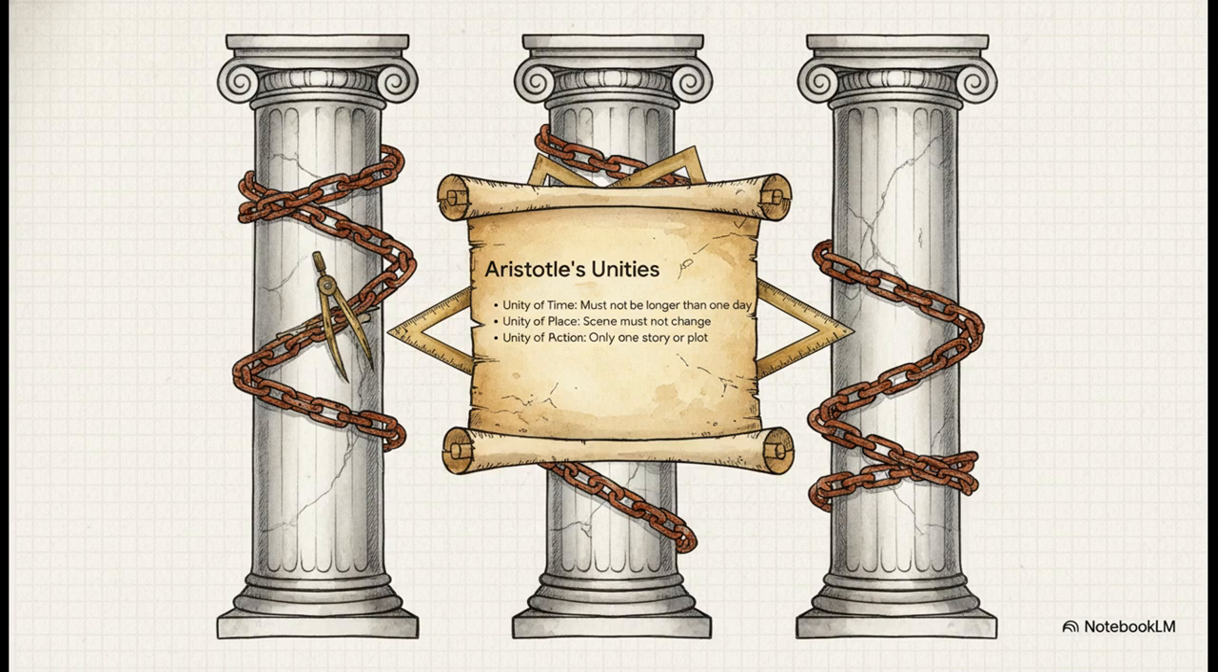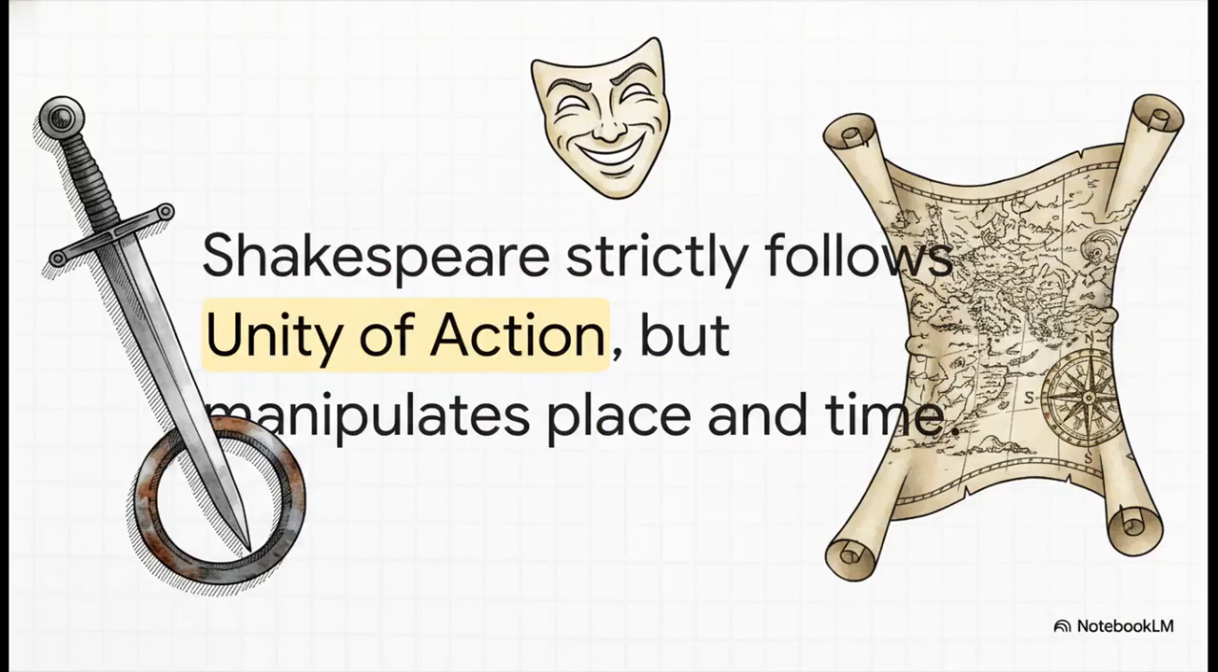Now think about it. These are incredibly difficult constraints when you're trying to tell a sprawling historical epic involving wars and entire empires. So how does Shakespeare navigate this? Brilliantly. He strictly adheres to the unity of action. As the text notes, there is no subplot and no digression whatsoever in Julius Caesar. The movement is remarkably swift and straightforward. You get the conspiracy, the murder at the center, and the direct civil war consequences.